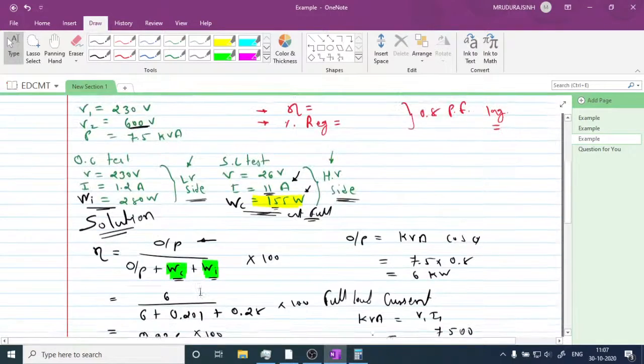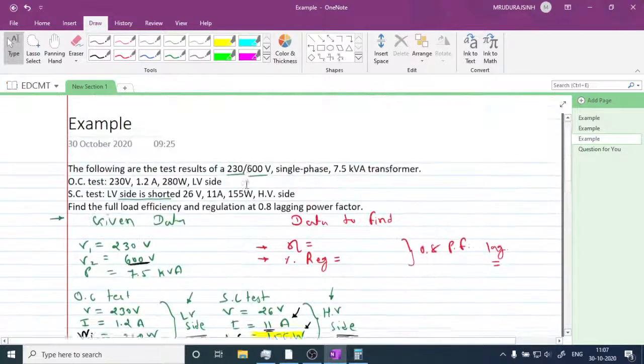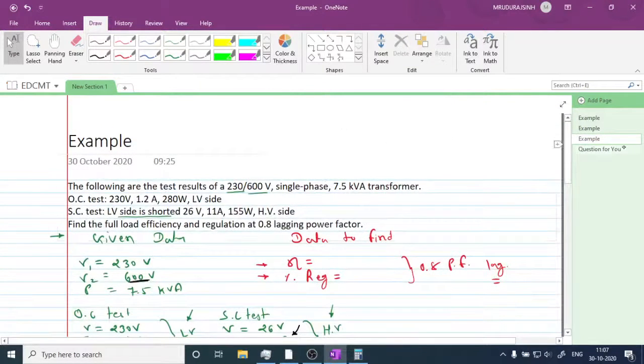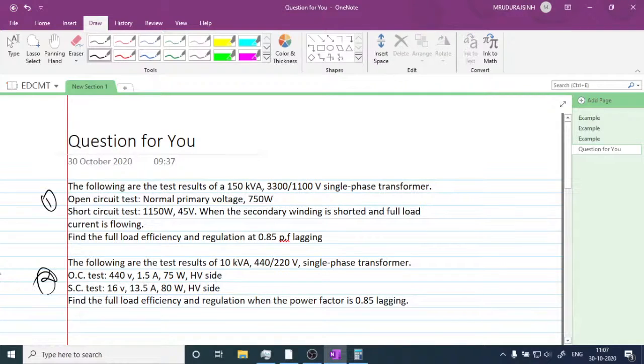So we know the percentage regulation and efficiency. This is how we can calculate this example, right? Now there is the final section, that is the question for you. These are the two examples, 1 and 2. You need to calculate these two examples on your own.